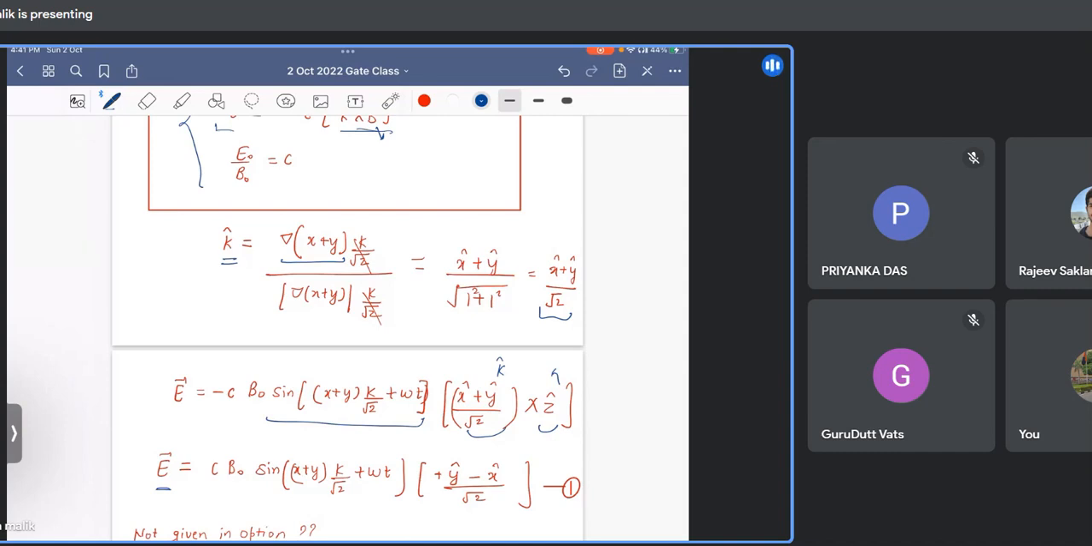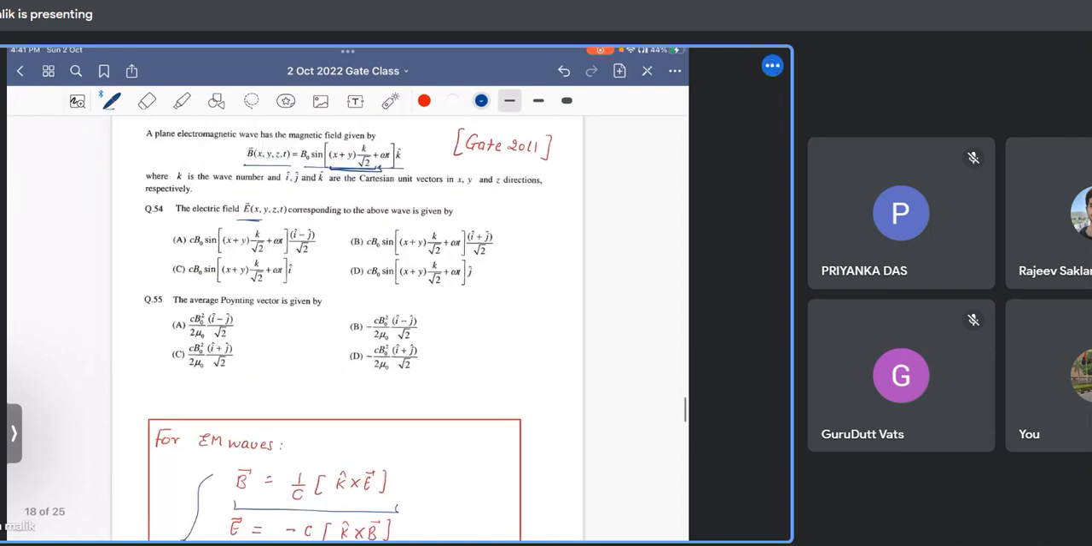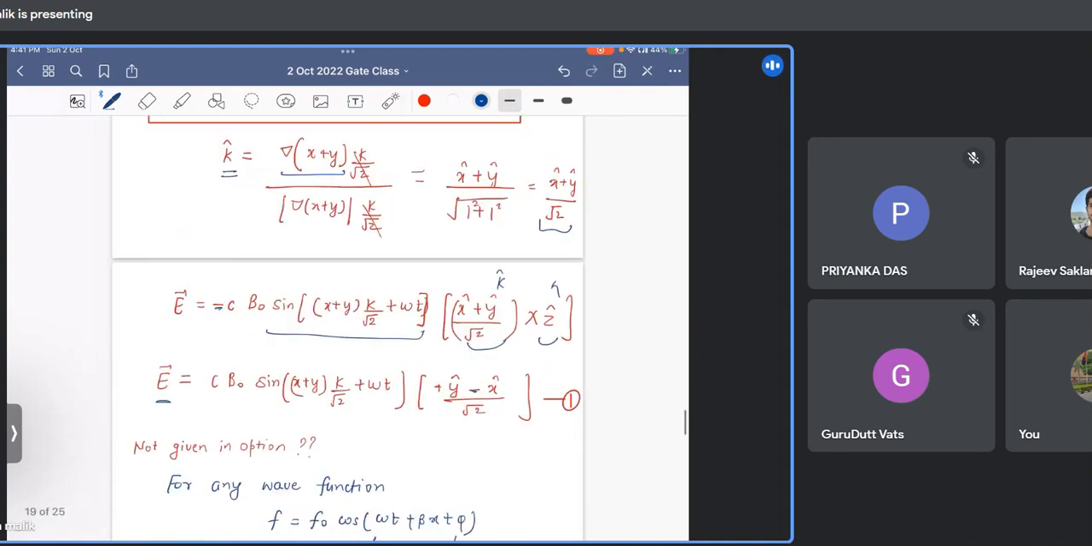When you take x cross z, you are left with minus y, but since there is a negative sign, it will become plus, and y cross z will give you positive x, but because of the negative sign, there is negative. But if you look at the options, x should be positive and y should be negative. But in the calculation, y comes out to be positive and x is negative. The option is correct, but where are we going wrong in the calculation of this propagation vector?